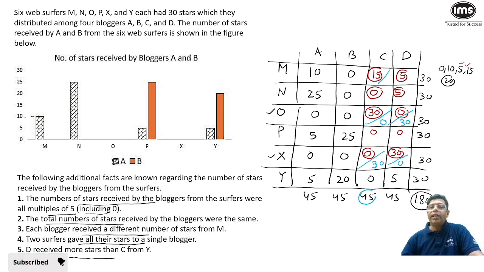The only change that I could see is in terms of O giving 30 to C and X giving 30 to D, or it could be vice versa. And that's it. I think now we are good to solve each and every question of this set. So let's go one by one.